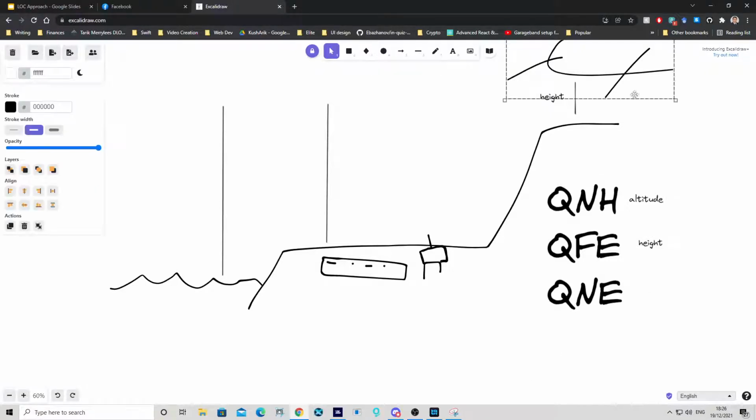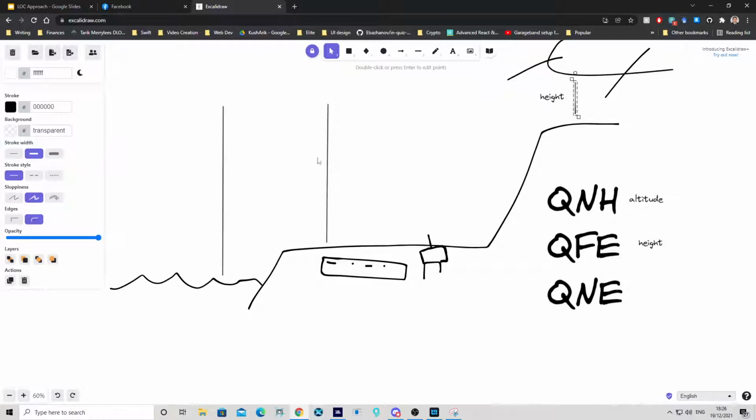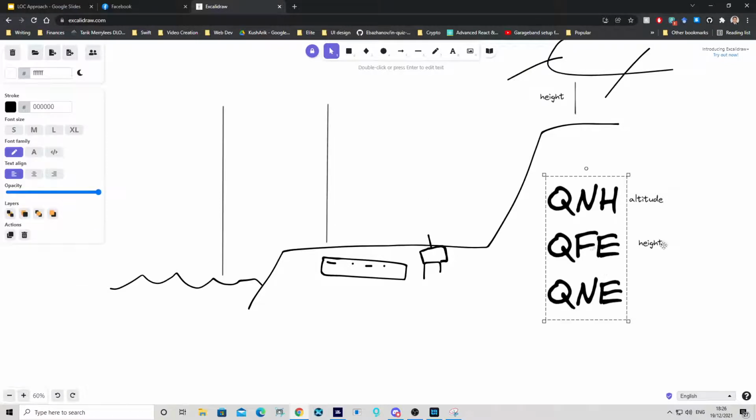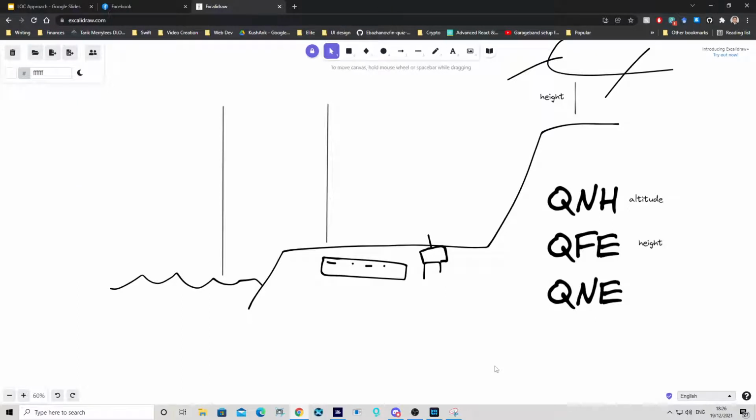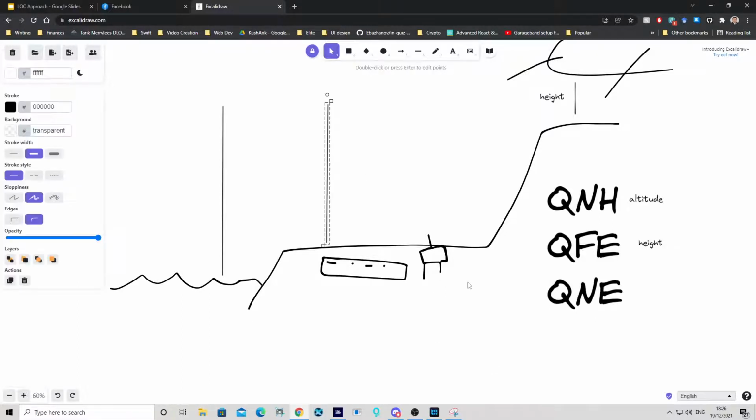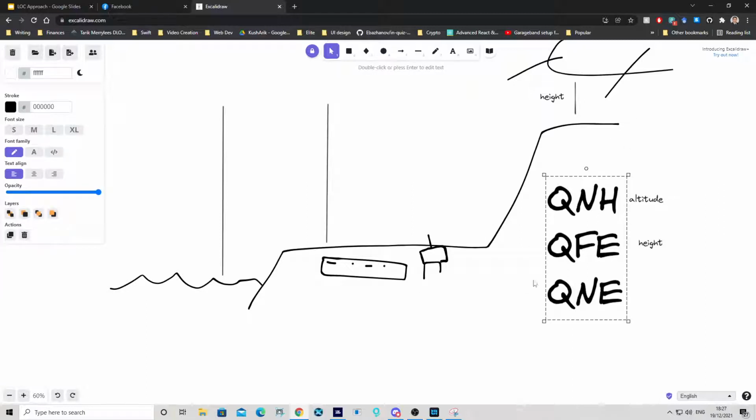If I set QFE here for this airport, what will my altimeter indicate? This height, or this one, or that one? If I set QFE and I'm flying here, is it going to give me this height or this height? Runway height, I presume? No, I was wrong. Doesn't matter. It's going to give me this height, right? Because QNH is the calculated pressure at sea level. QFE is the pressure at the airport level.